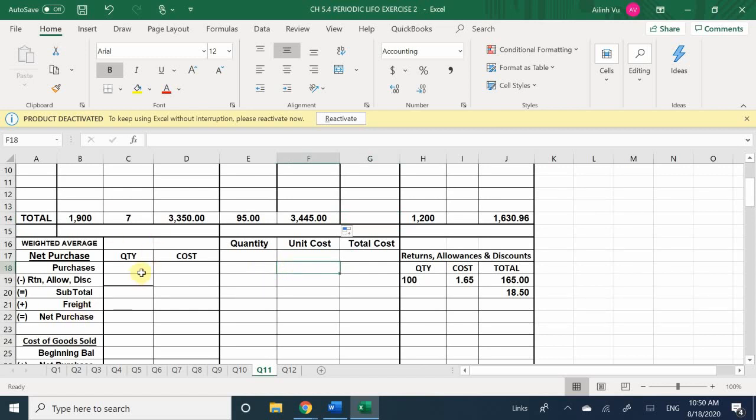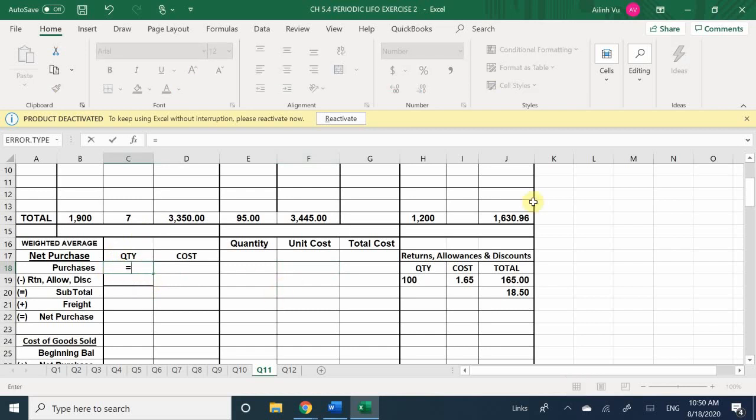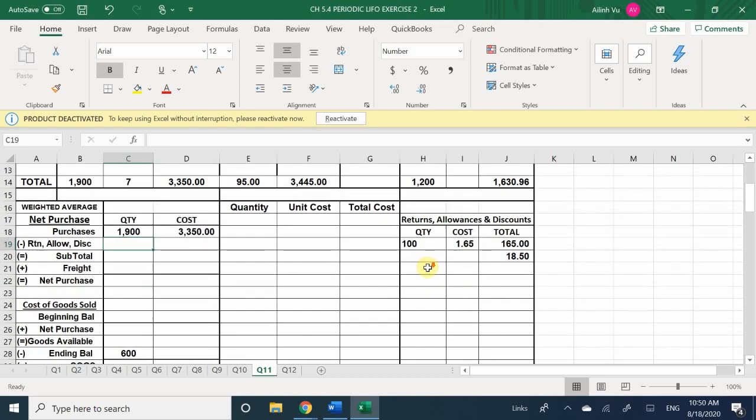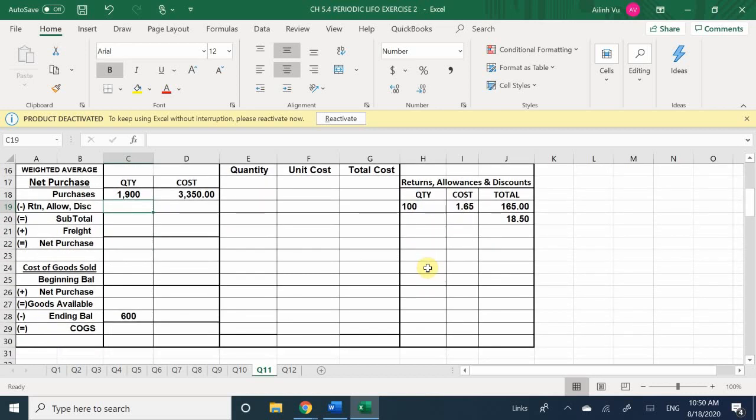Okay, I'm going to save it to the end, so we don't have to do extra calculations for no reason. Okay, so here we have 1900 at 3,350. All right. What is our total purchase returns and allowances?